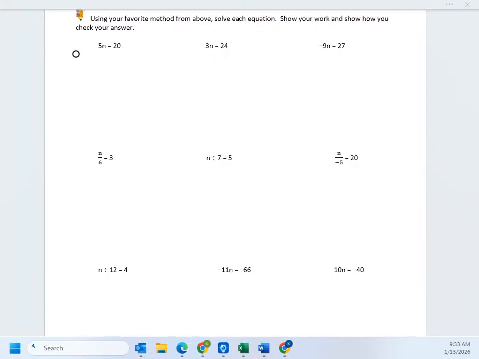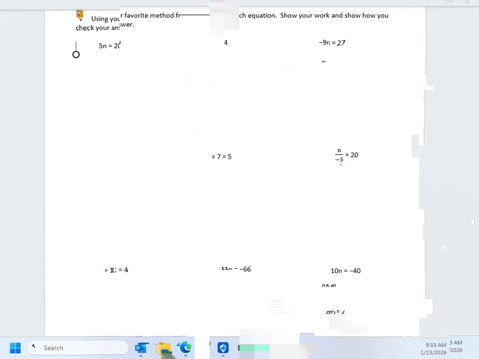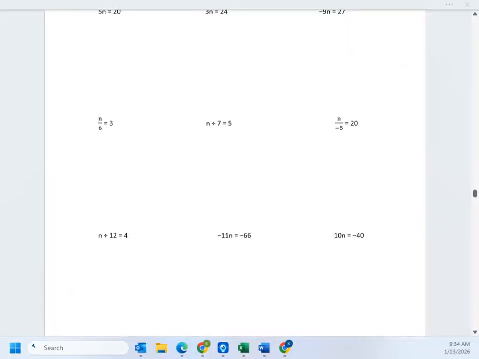7 times 9 truly does equal 63. Show that both sides of the equation balance out. Okay? Remembering that that fraction bar means divide, that the number right next to the variable means multiply.